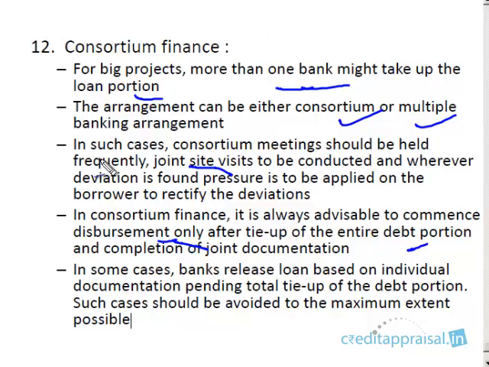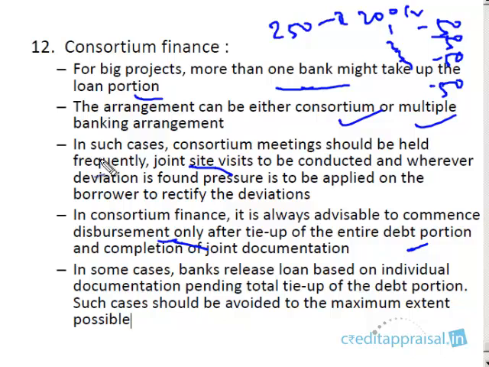So the project cost is 250 crores, of which the term loan portion is 200 crores. This 200 crores is tied up by 4 banks. Okay, bank 1, bank 2, bank 3, bank 4. Each one has sanctioned 50 crores. So the company has approached 4 banks for 50 crores each.